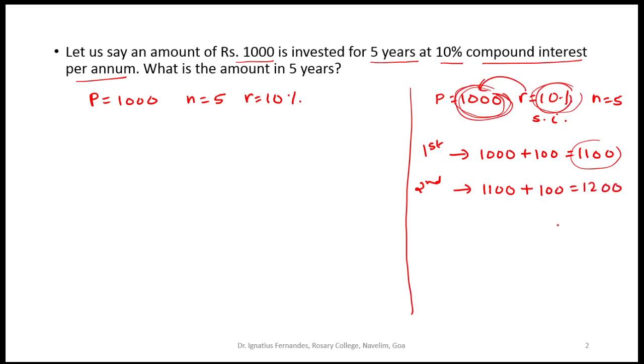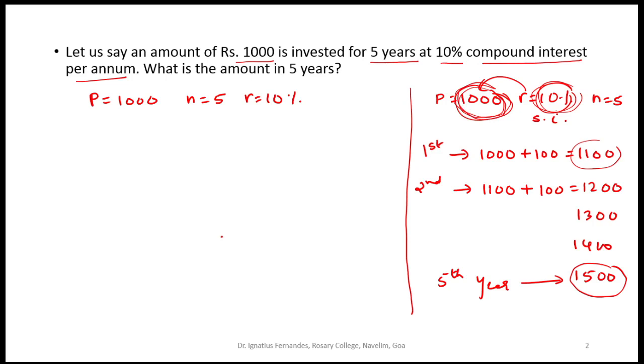So at the end of every year we add 10% of this principal amount. And that's how we get 1300 at the end of the third year, 1400 after the fourth year, and 1500 after the fifth year. So at the end of the fifth year the total amount that we get is 1500. Basically, at the end of every year we add 10% of the principal amount.